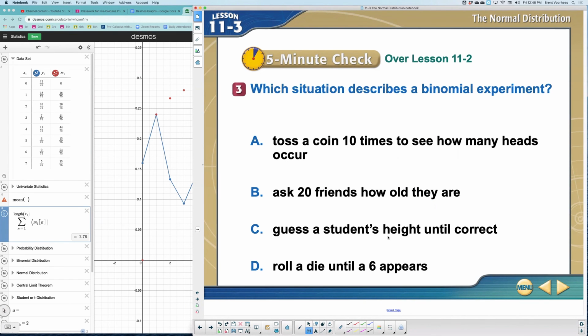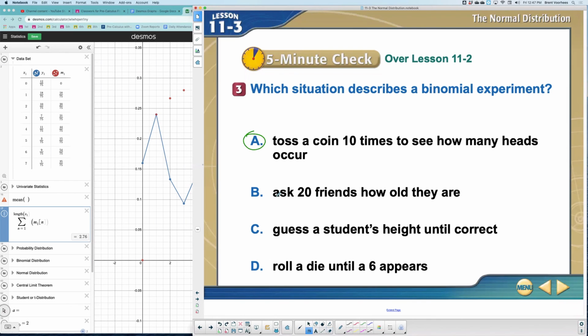And let's take a look at now number 3. It says, which situation describes a binomial experiment? Now, in binomial, just remember that means there's 2 outcomes. No matter what, there's only 2 outcomes, and you perform an experiment a whole number of times. So let's see, I toss a coin 10 times, so that's a whole number, to see how many heads occur. Well, if you toss a coin, there can only be heads or tails. That sounds pretty binomial to me. 2 choices. There's either heads or it's going to be tails, one or the other. So this one looks pretty good.